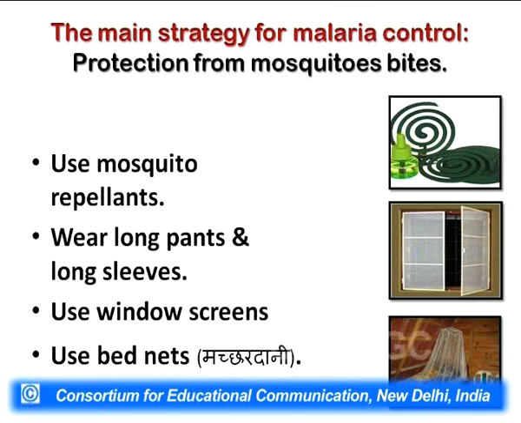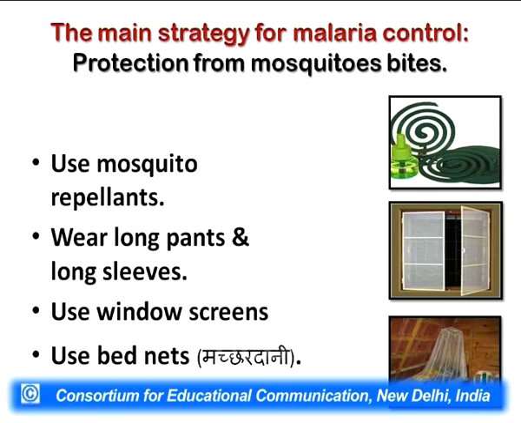Now, the major strategies required for protection from mosquito bites. The first major control measure is the use of mosquito repellents which are commercially available in the market, like mosquito repellent creams. The second major protection is that we should wear long pants and long-sleeved clothes so that the mosquito doesn't have any open biting area present on our body and cannot bite us. The third major strategy is the use of window screens in the windows of houses, which don't allow mosquitoes from outside to get into the houses.